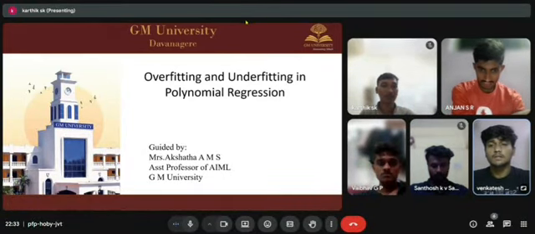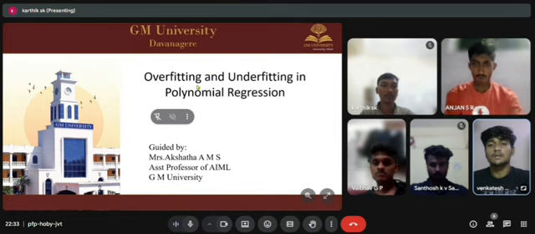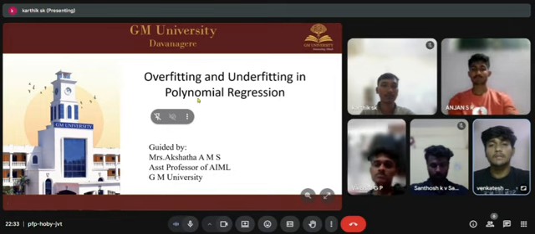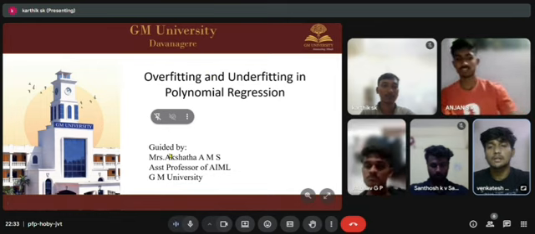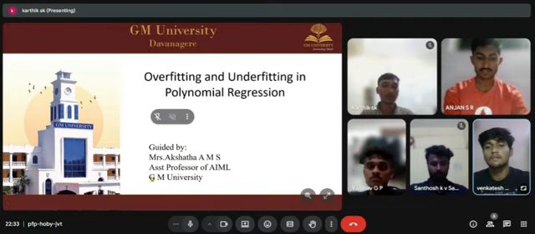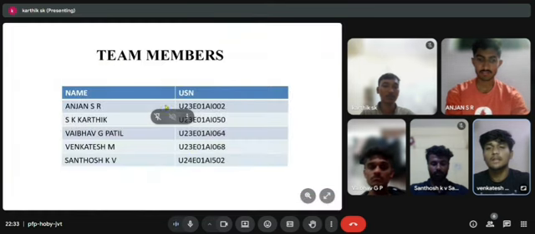Hello everyone. Here is our assignment on overfitting and underfitting in polynomial regression. Here is the guidance of Akshata AMS ma'am, Assistant Professor of AML at JM University. And here are the team members: Anjan SR, SK Karthik, Vaibhav Patil, Santosh, and me, Venkatesh.